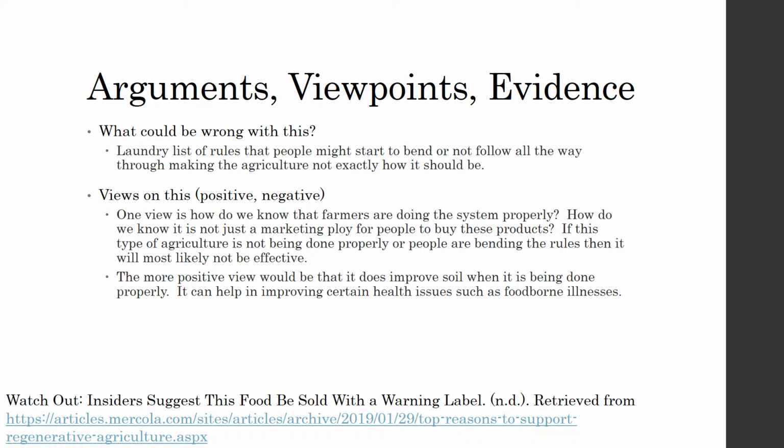And the second view would be that it does improve soil when it is being done properly, and it can help to improve certain health issues such as foodborne illness, along with obesity and malnutrition and the other things I had mentioned before. So those are two views on the topic.